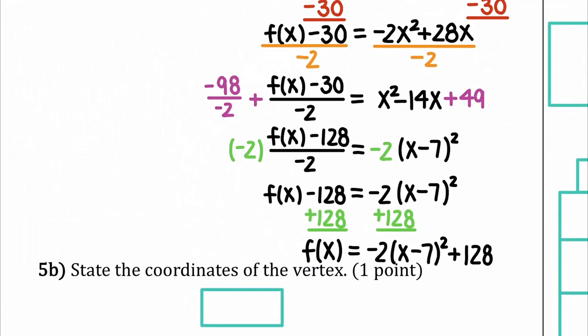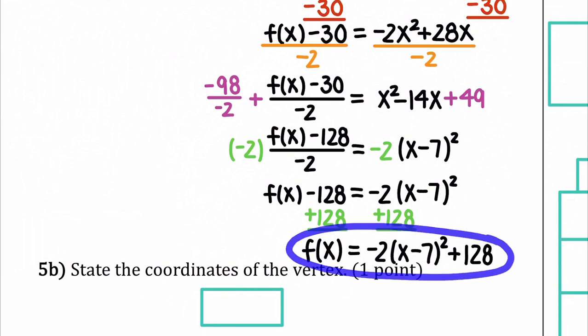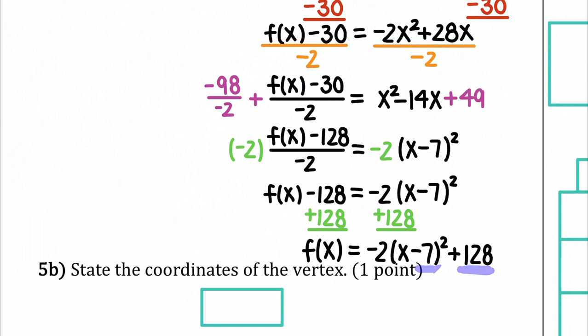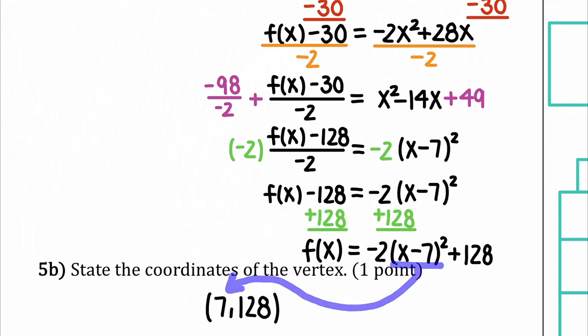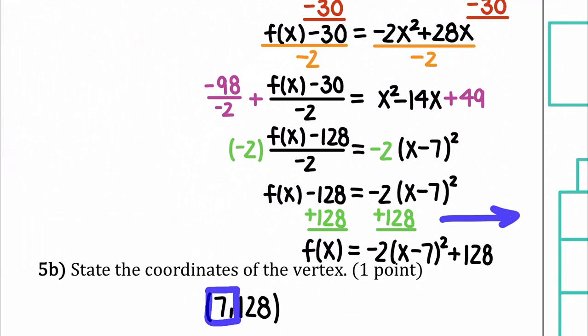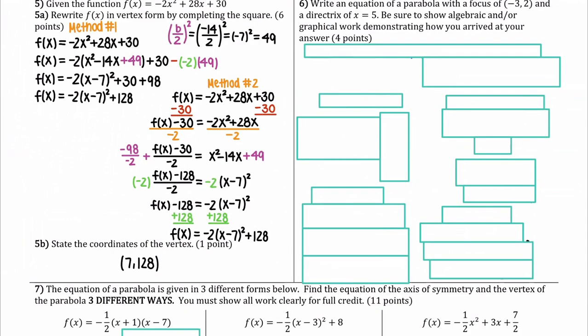And so from here, part B says to state the coordinates of the vertex. So this is already in vertex form. So we have x comma y, or h comma k for our vertex, and that would be 7 comma 128, and that is our final answer. So again, the reason why it's not negative 7 over here is because this minus 7 tells us that the graph is shifting 7 units to the right, which is a positive 7.